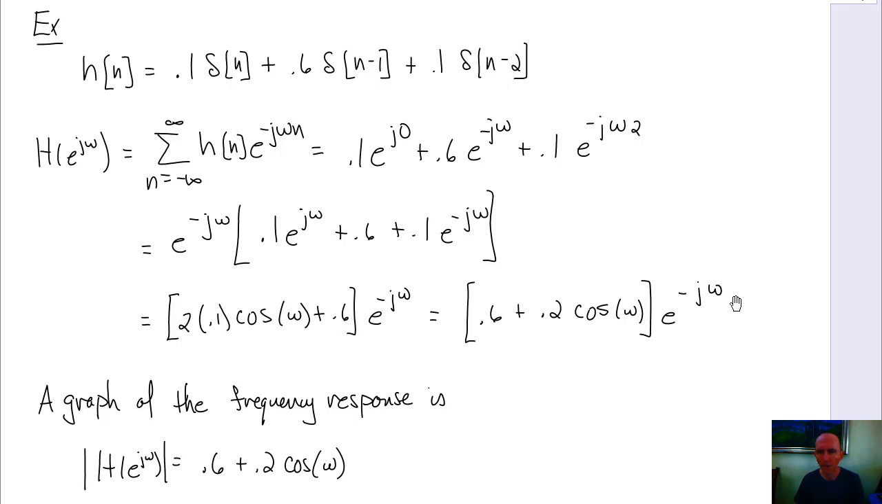Now this is nice. And of course now we can see why I factored out the e to the minus j omega. Because this term is always going to be real and positive. So this is our magnitude. And this is going to be our phase, right? And so we can get our magnitude and phase of the frequency response by inspection.